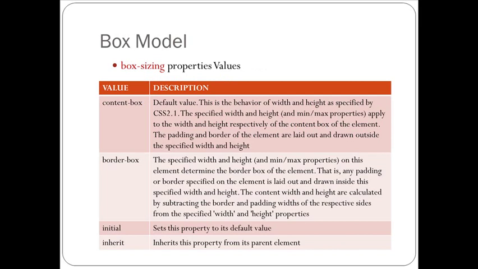In order to do that, the box-sizing property has 4 values. The content-box, which is basically the default value. That's the first one that we looked at, where the width and height do not include the padding and border. You could use the border-box. That would be the IE model. That's going to include the border and the padding inside of the width. The initial value sets this property to its default value. That's not necessarily the same as content-box. We'll talk about that in just a second. Or you could set it to inherit, where it inherits the property from its parent element.